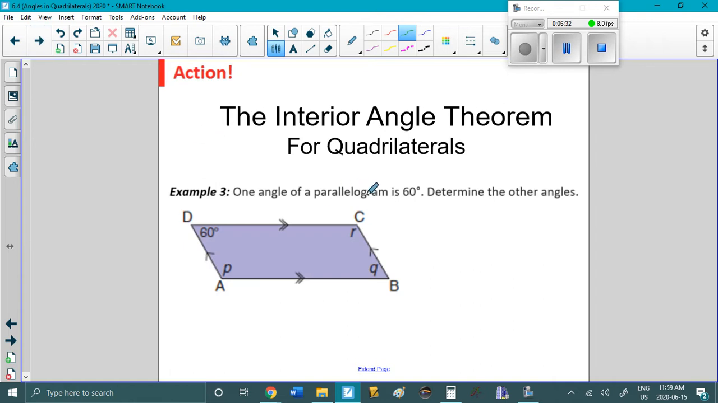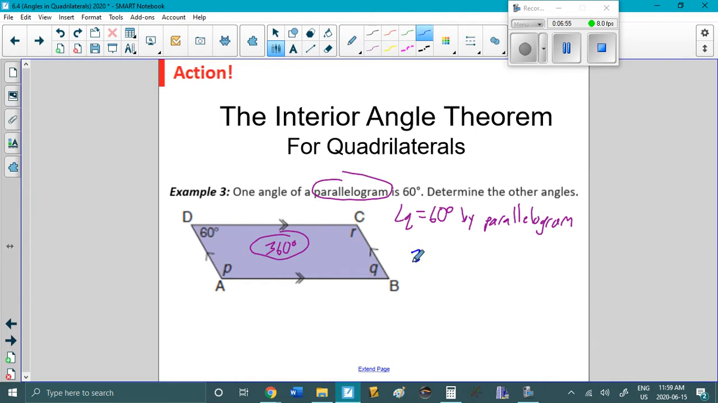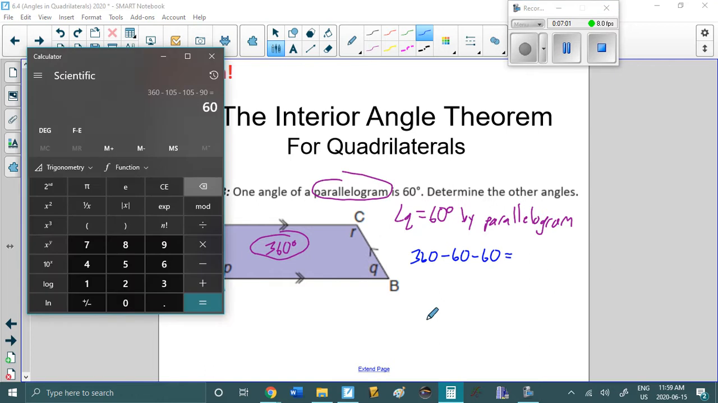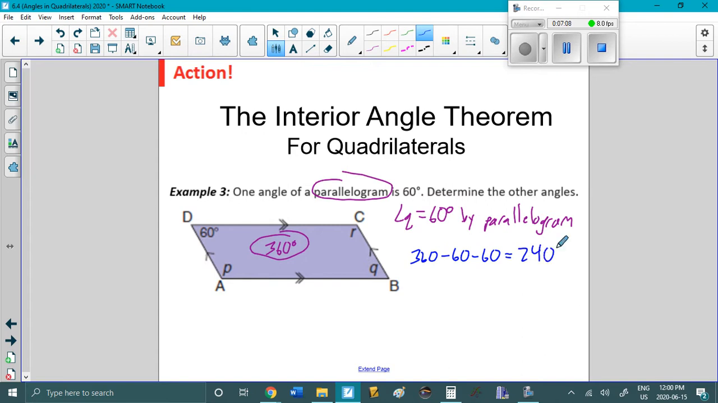Number 3, one angle of a parallelogram is 60. Determine the other angle. So here we go. First of all, because it's a parallelogram, angle Q is going to be the same. So Q equals 60 by parallelogram. We know the entire thing is 360. So let's find what we have left. So 360 minus 60 minus 60 is 240 degrees. So we have 240 degrees left for P and for R, remembering that this is 60 degrees by parallelogram. So angle A, P, I guess.